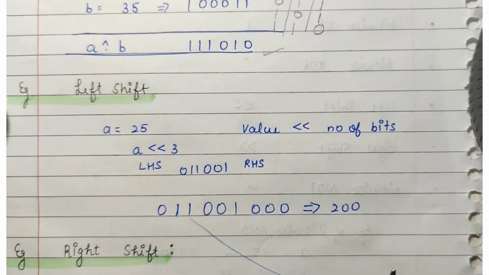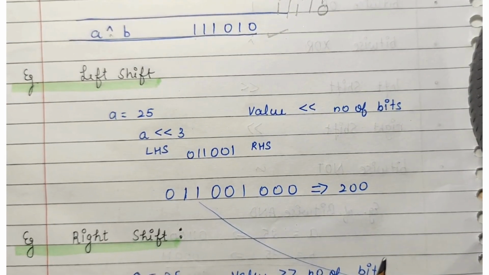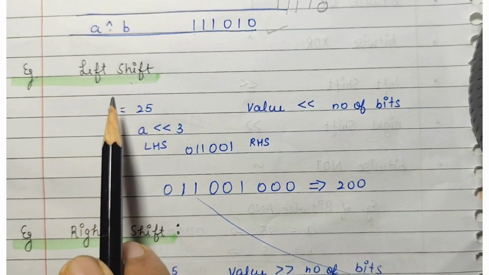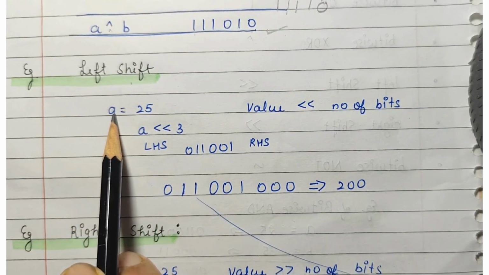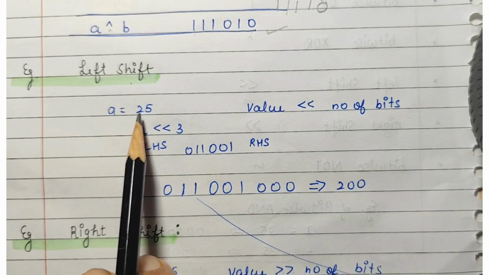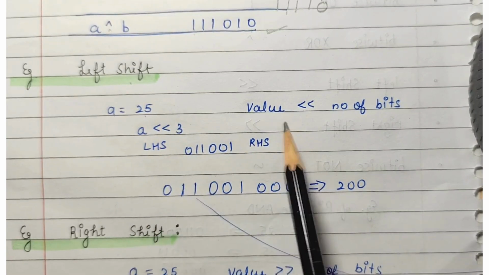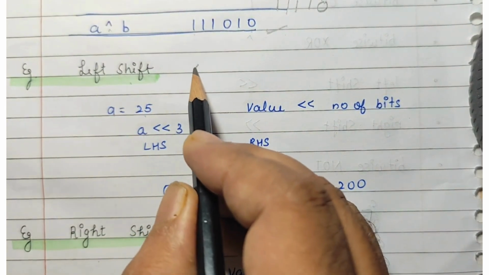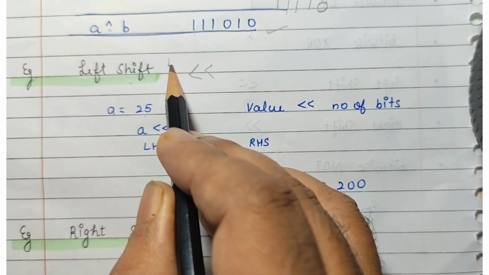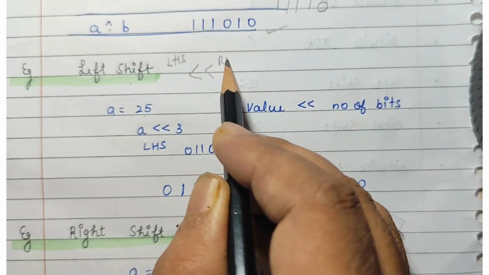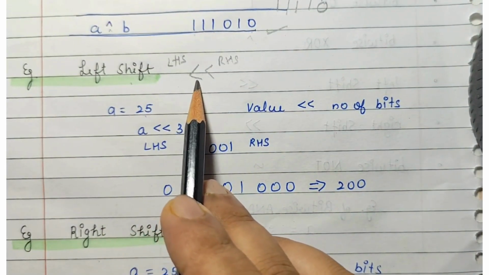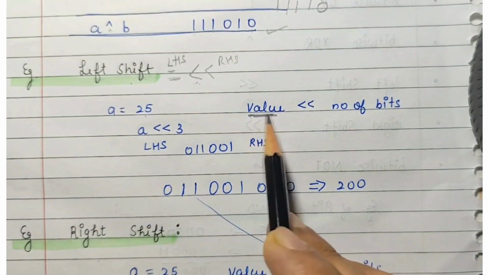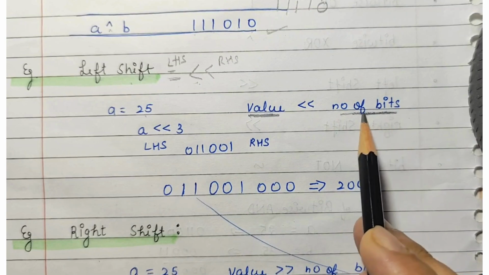Now further we move to the left shift operator. This is the most important from the examination point of view: how to perform the left shift operation. Here we require only one variable or one value, so I initialize A with value 25. The symbol for the left shift is two less-than symbols. On the left hand side, always use a value. On the right hand side, always use the number of bits.